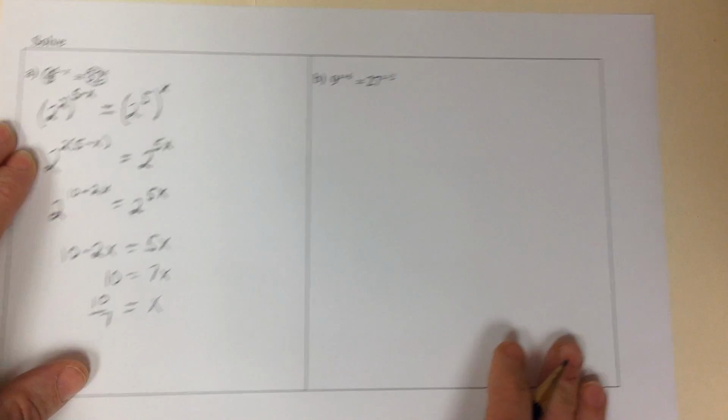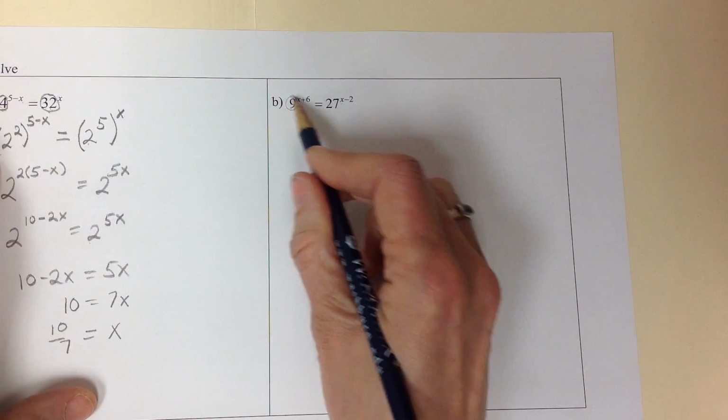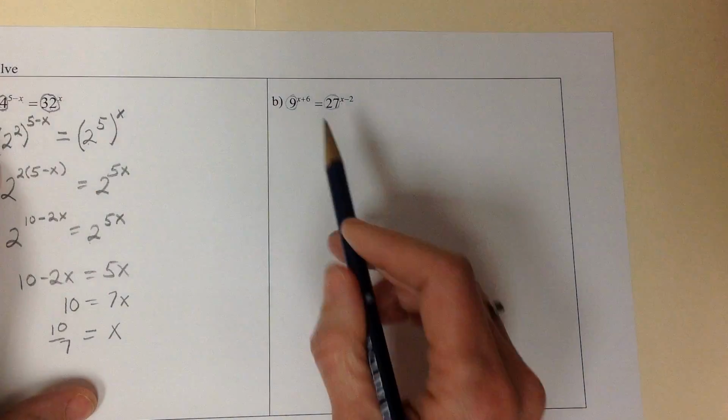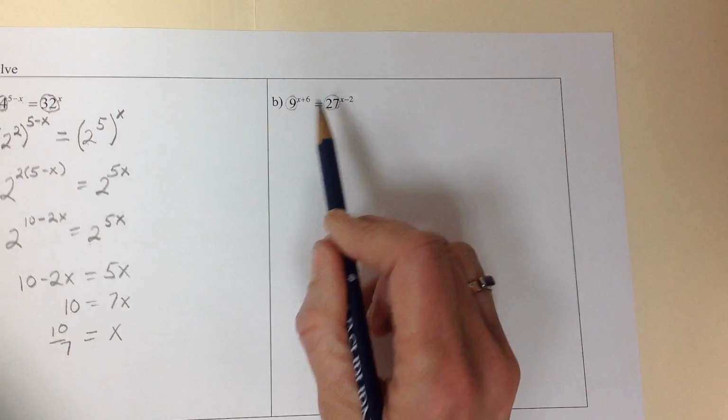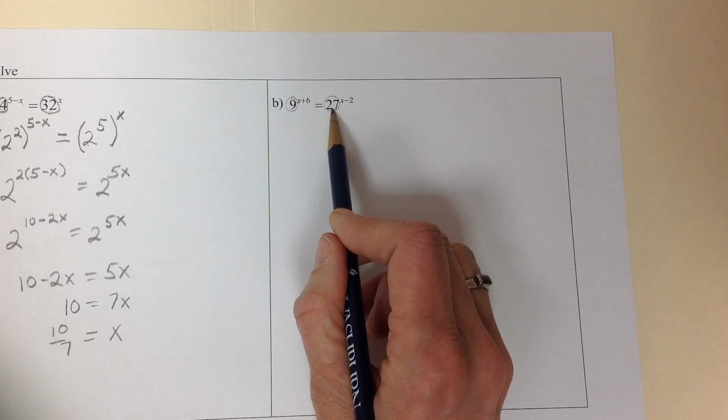Okay, now what about the next problem? 9 is the first base. The second base is 27. So again, definitely not the same base to start with. 9 is the smaller one. Can I rewrite 27 as 9 to a power? Not a nice integer power.